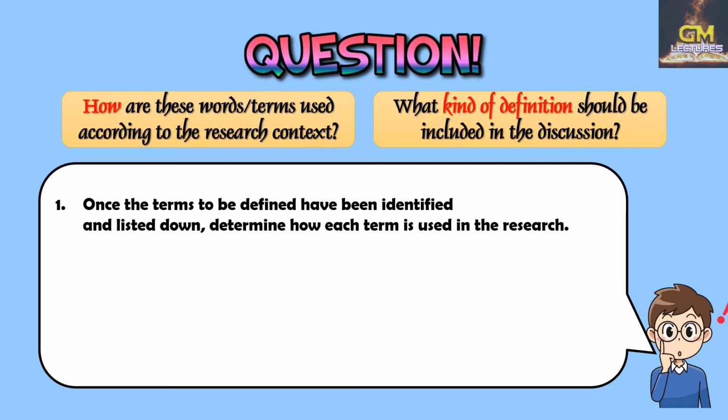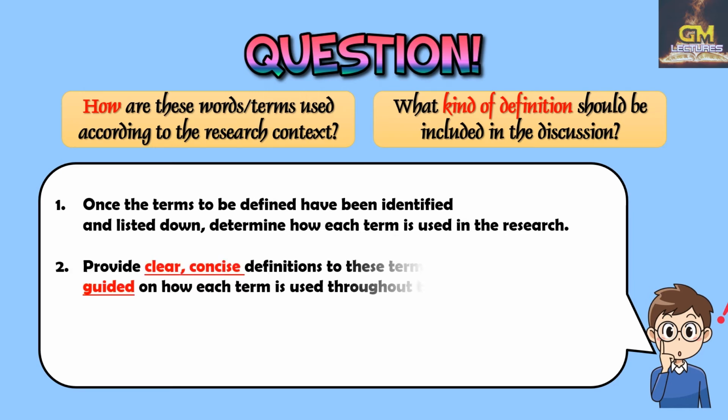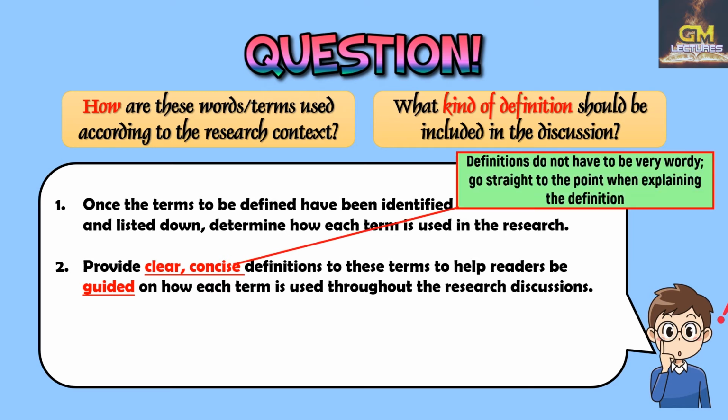Again, we look into the context of the research that is being conducted in order for us to have an idea on how each term is used or defined. Second, we have to provide clear and concise definitions to these terms to help readers be guided on how each term is used throughout the research discussions. We have to take note that definitions do not have to be very wordy. We have to go straight to the point when explaining the definition in order to make it clearer and more understandable on the part of our readers.